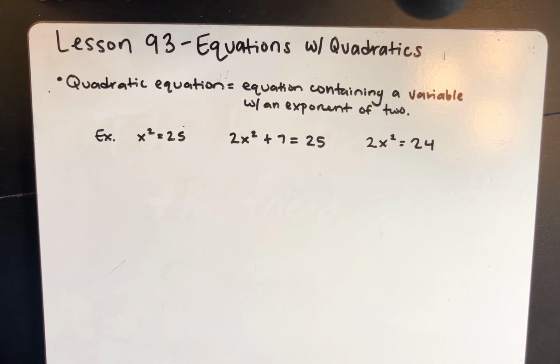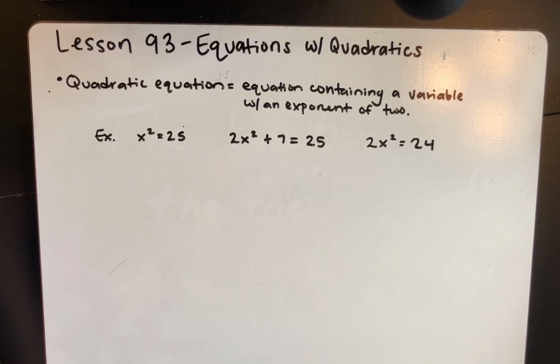Hi guys, today's lesson is lesson 93. It is called Equations with Quadratics. A quadratic equation is an equation containing a variable with an exponent of 2. If the exponent is anything other than the number 2, then it is not a quadratic equation.